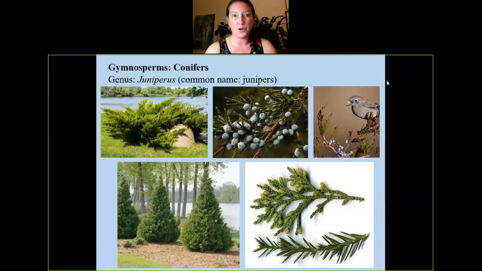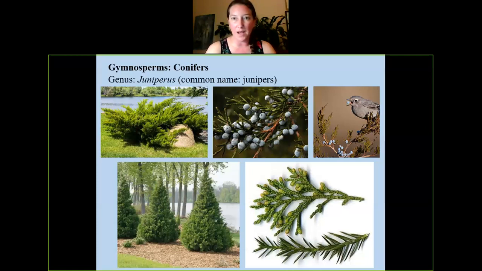Next is juniper. This is an example where we're not going to talk about a single species. We're going to talk about all the plants in that genus. Remember, Homo sapiens is our species name, but we're in the genus Homo, right? That first part of the species name is always the genus. So we're going to talk about junipers as a group, all of the species in the genus Juniperus.